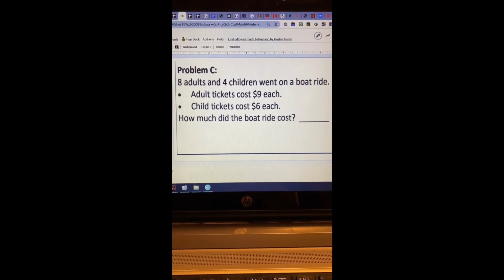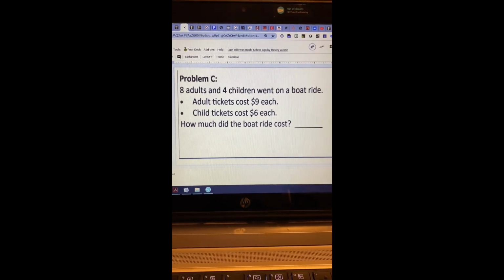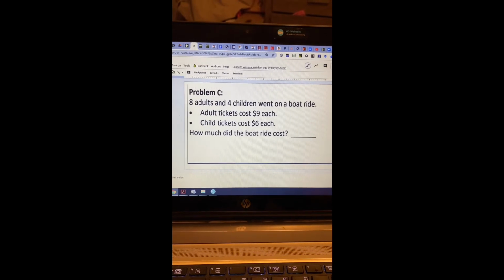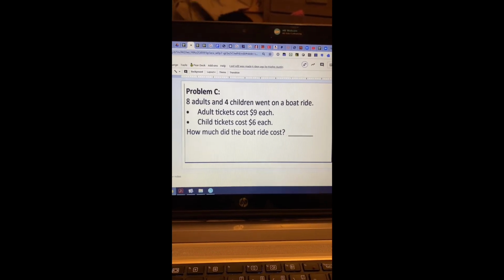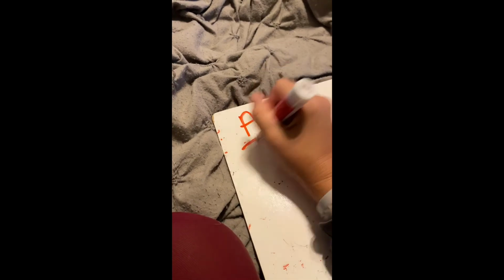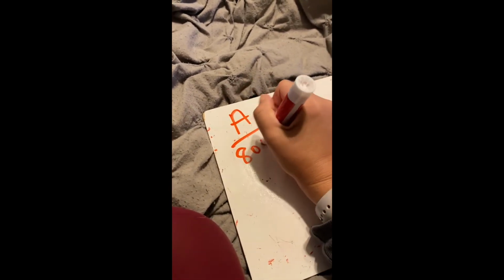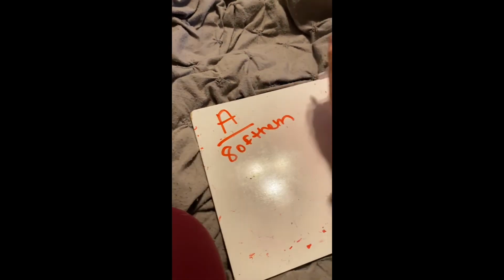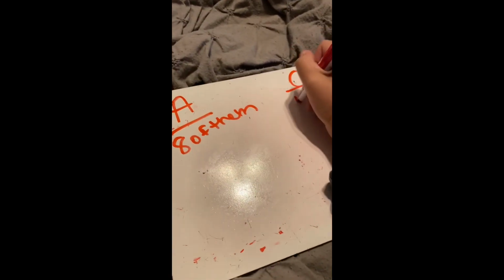Problem C. 8 adults and 4 children went on a boat ride. Adult tickets cost $9 each. Child tickets cost $6 each. How much did the boat ride cost? So I know that adults, there were 8 of them. Children, there were 4 children.